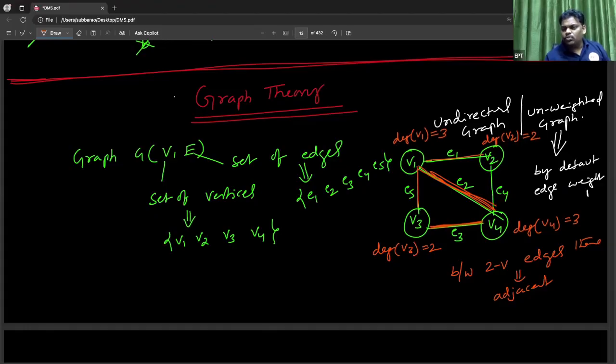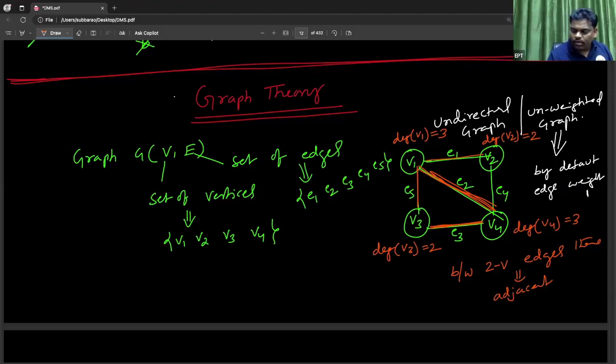Write the definitions also properly. If anyone doesn't know, please write the definitions properly. Between two vertices, if there is an edge, then I can say those two are adjacent to each other. Next one, V1, 3 people are adjacent. So degree of V1 is 3. Degree of V2, 2. Degree of V3, 2. Degree of V4, 3. So like that.